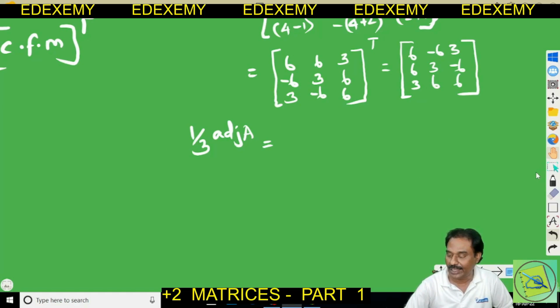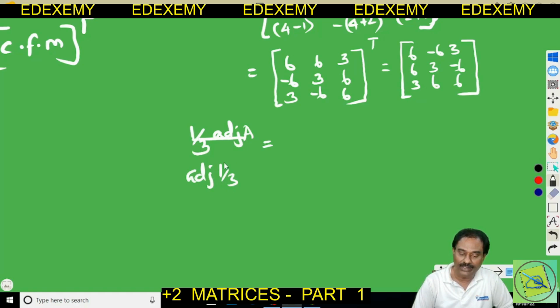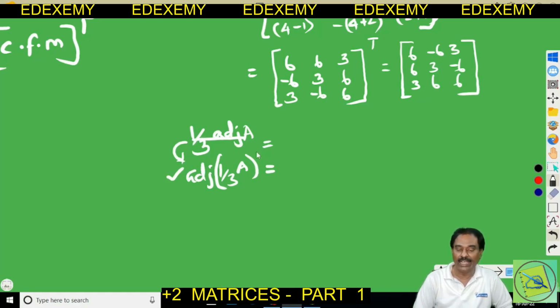Now 1 by 3 is lambda here and A is the matrix. So we are not supposed to find 1 by 3 into adjoint of A. Instead we had to find adjoint of 1 by 3A. You must be very, very careful. Therefore, this is not the problem. The actual problem is adjoint of 1 by 3A.